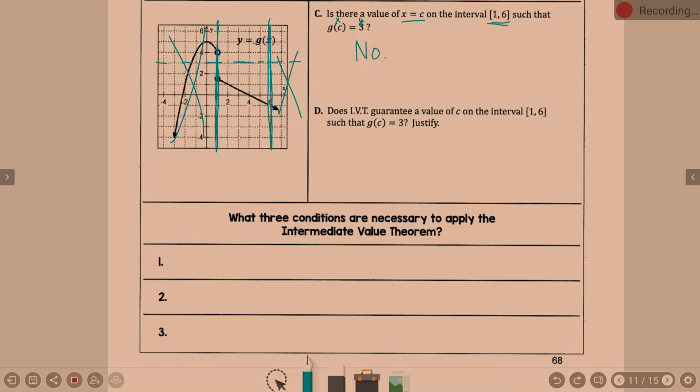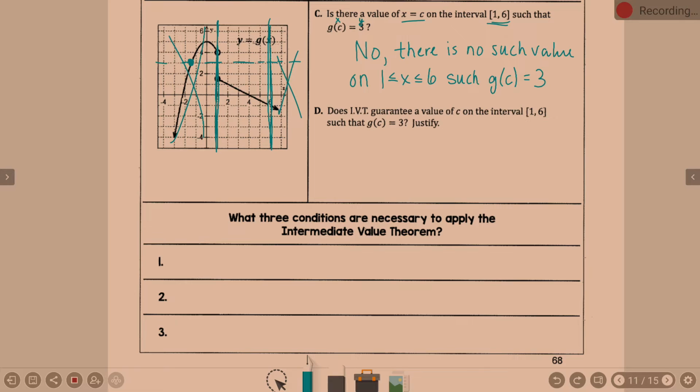And what I can say is no, there is no such value on 1 less than or equal to x less than or equal to 6 such that g of c equals 3. Actually, I should say g of x here, shouldn't I? No, I have g of c equals 3 in my notes. Okay. And again, you said you were just looking at x values. This over here doesn't matter because it's outside of the interval.